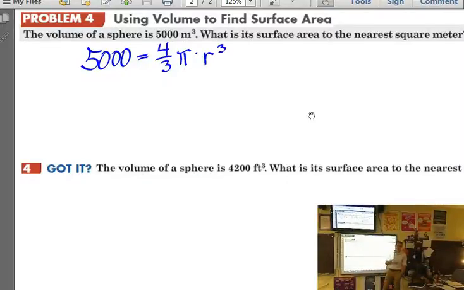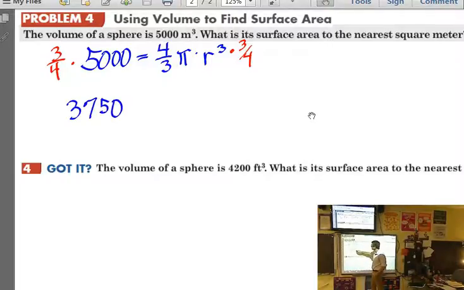What's the easiest way to get rid of the 4/3? Multiply it by its reciprocal, 3/4. So if we multiply by 3/4, 5,000 times 3 would be 15,000 divided by 4 gives me 3,750. Then to get the r cubed by itself, we want to divide by pi first, don't forget that.